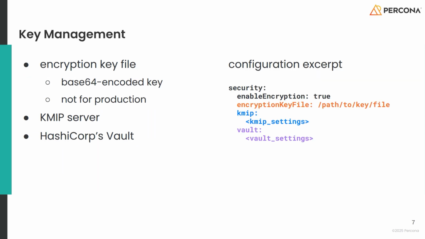On the right, we can see an example of a configuration file for Percona Server for MongoDB when we enable data at rest encryption. We must set the enableEncryption parameter and also set up one of 3 options for storing the master encryption key. The simplest one is keeping the key in a local file, but needless to say that it is not a secure approach and should never be used in production. We won't discuss it further, and we'll concentrate on the 2 other options, KMIP and Vault.